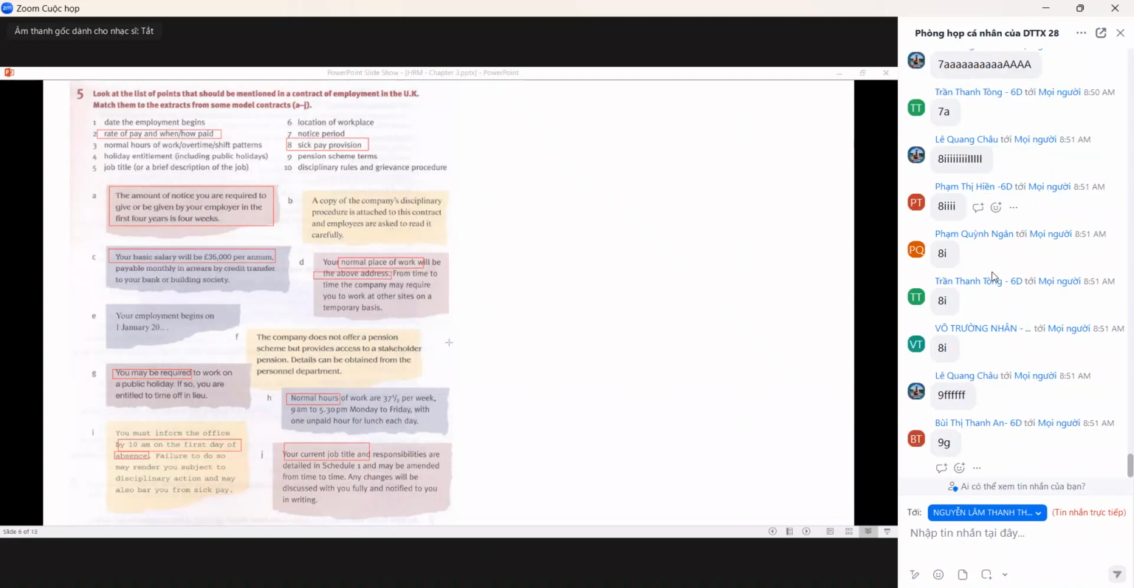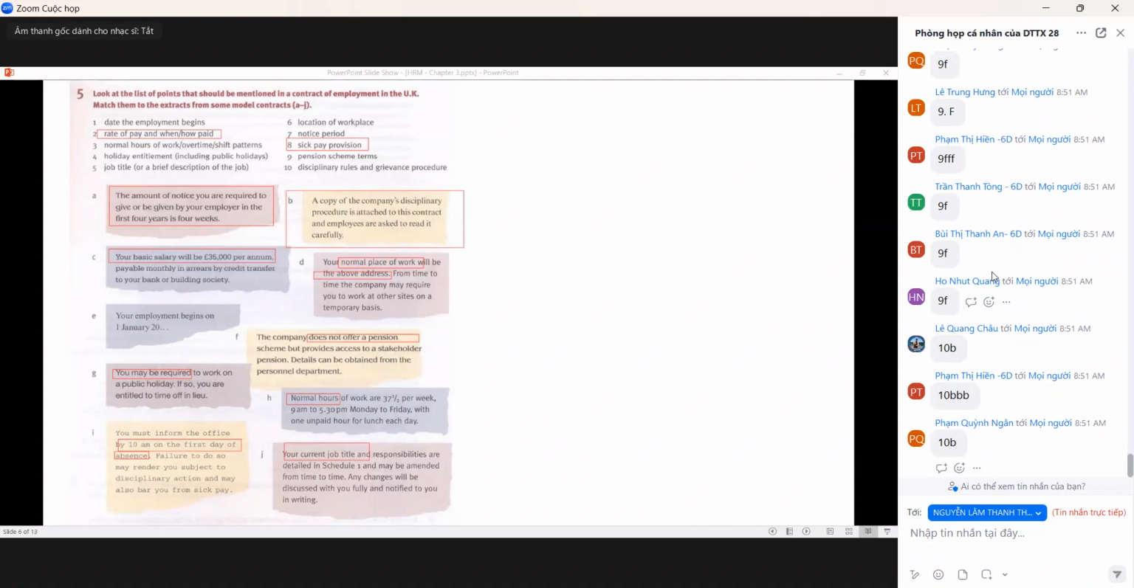Pension scheme terms. 9F. No. Yeah, the company does not offer a pension scheme, but provides access to a stakeholder pension. Yes, okay. The last one, disciplinary reviews and grievance procedure. 10B, yes, of course, that is the last one we need.